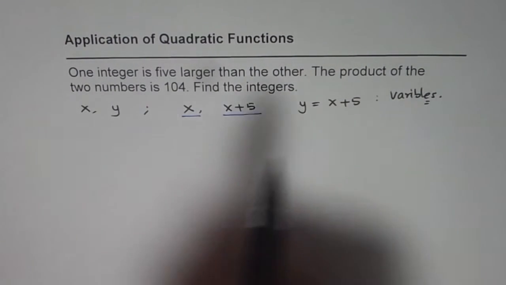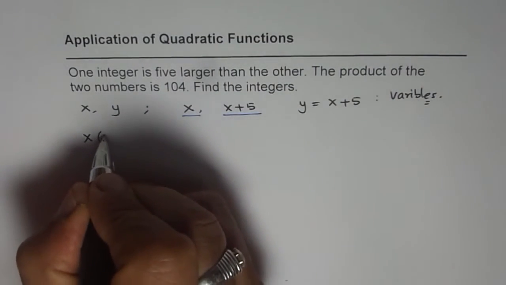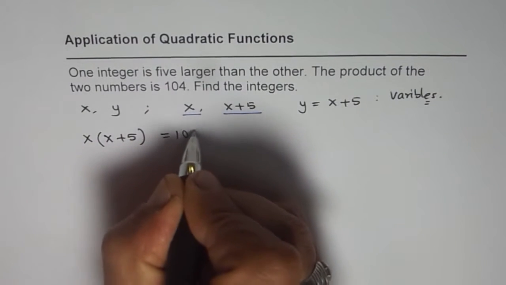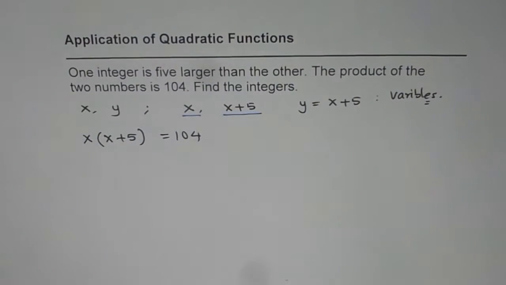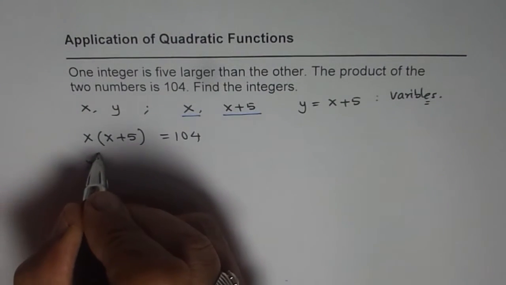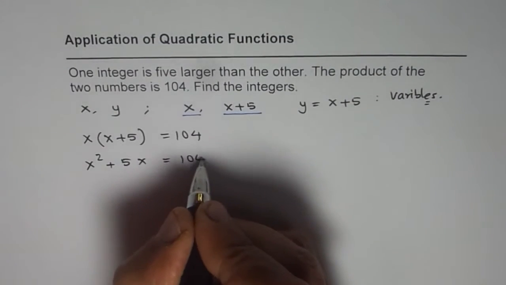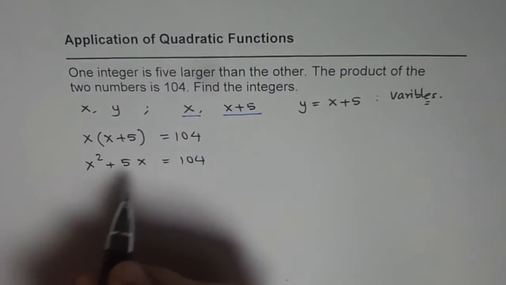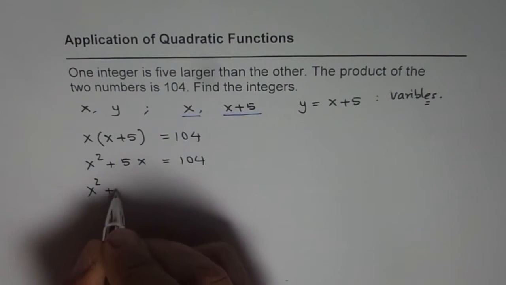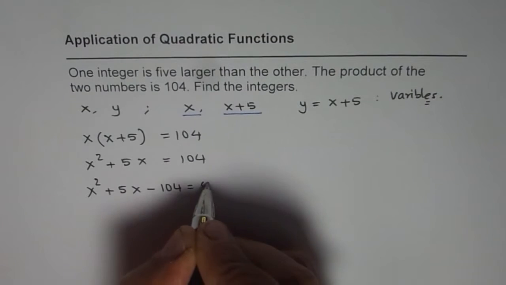The product of two numbers is 104. That means x times x plus 5, that is the product, equals 104. That gives us the equation. Now, if we expand it, we get x squared plus 5x equals 104. Now that is a quadratic equation. Let's bring 104 to the left side. We get x squared plus 5x minus 104 equals 0.